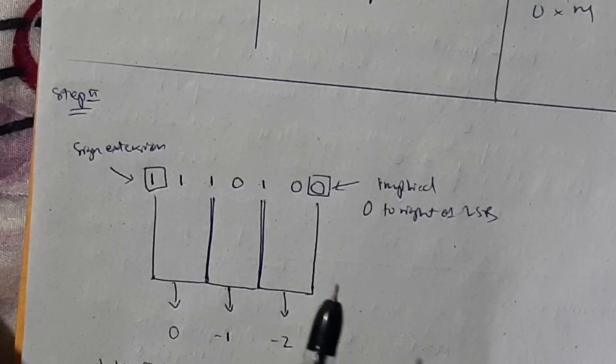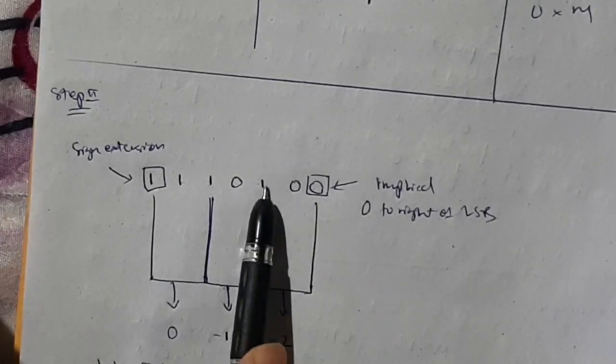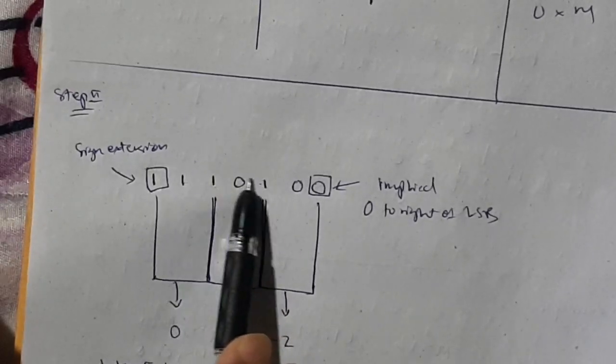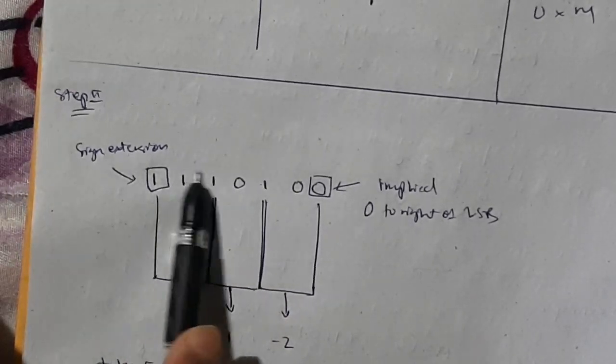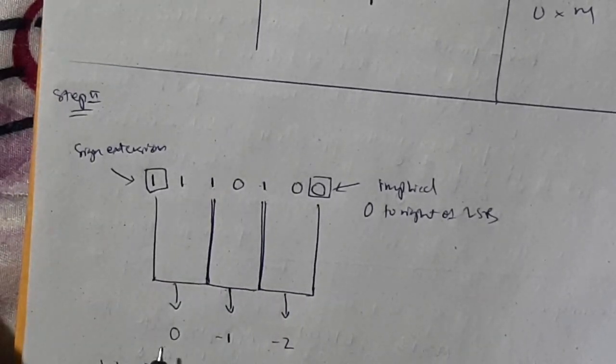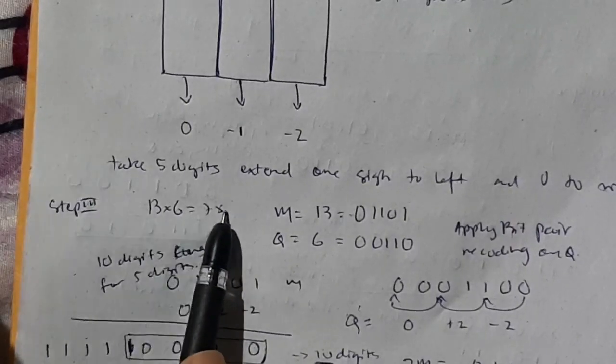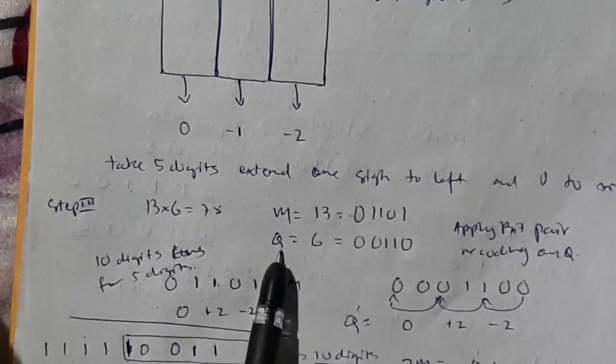All right, then you will divide it into three parts. Take the first three, 1 0 0, look into that table and write the value here. Then for the next 3 write the value, for the next 3 write the value. After doing that you will get one number, right? Now in step 3 you have to multiply 13 into 6, which is 78. Take m as 13, q as 6.